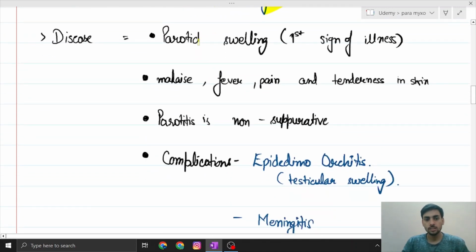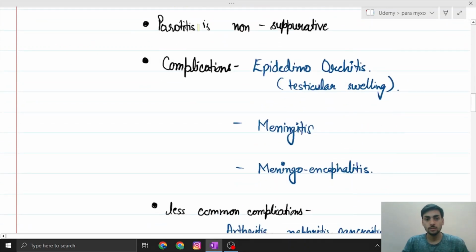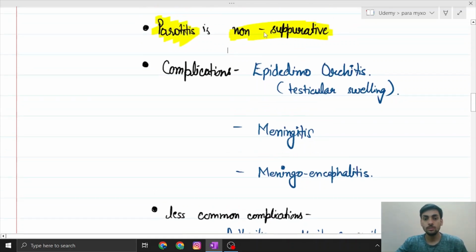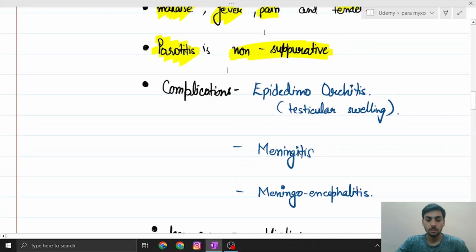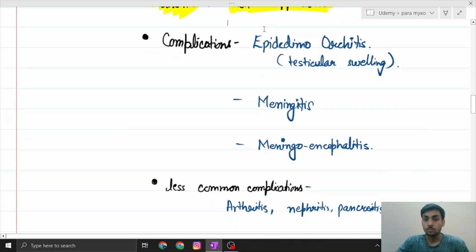Now let us discuss its disease. First is parotid swelling. This is the first sign of illness in mumps, so parotid swelling occurs first in the person. It is followed by malaise, fever, and pain and tenderness in the skin, and even inside of our body we will feel tender. Then comes parotitis, which is non-suppurative, meaning there will be lesions and some pustule formation, but without pus formation.